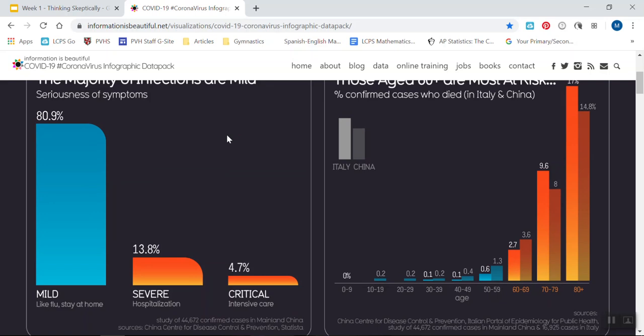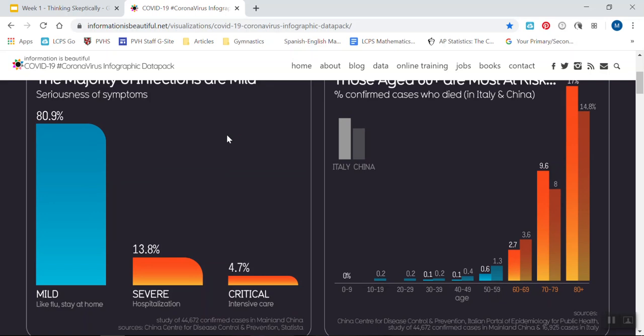So, as you look through a variety of data sources and graphs related to the coronavirus, these are the things I want you to ask. Is the graph presented well? Are there questions about the data source? And what other questions does this graph raise?